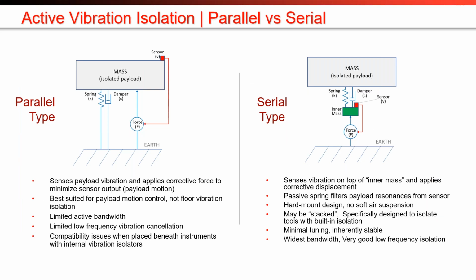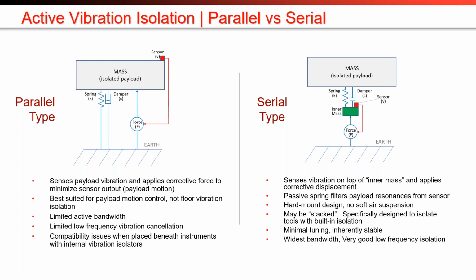So going from a short treatment of passive vibration isolation, we'll go to active vibration isolation. So there are 2 types of that. One we would call parallel, the other we would call serial type. And that serial and parallel refers to whether the force actuator that's canceling vibration is in series or parallel with the spring supporting the payload.